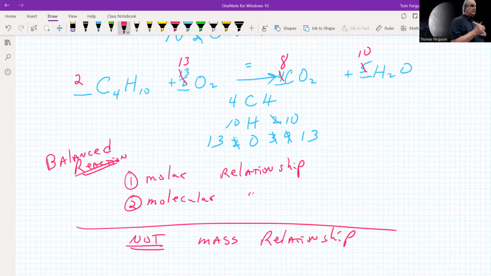So all balance. That's why it's important to balance the equation so you can see the molar relationships.